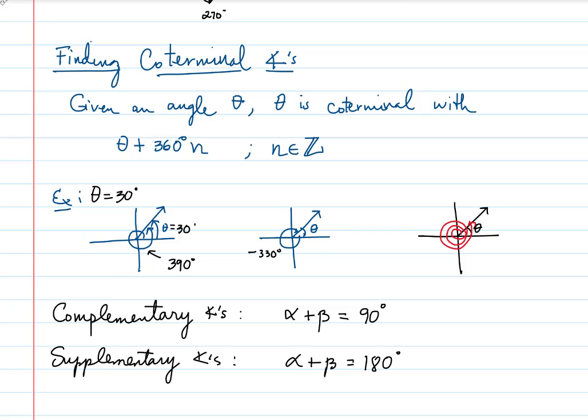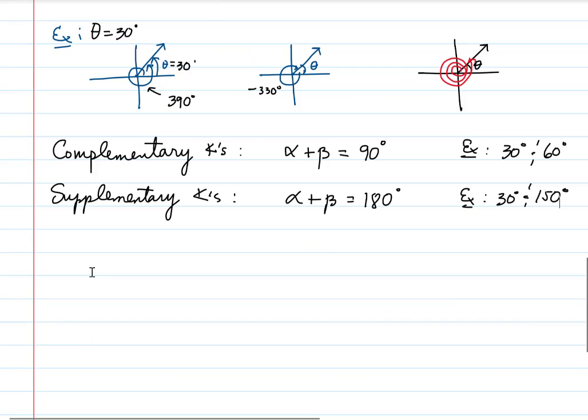Simple as that. Of course, this only makes sense when you have positive angles, right? So for instance, with the example of the 30 here, two complementary angles would be 30 degrees and 60, because the sum of the two is 90 degrees. For supplementary, it would be 30 and 150, because the sum of the two is 180. So again, don't mix this up. Complementary angles are two angles that add up to 90 degrees. Supplementary are two angles that add up to 180 degrees.